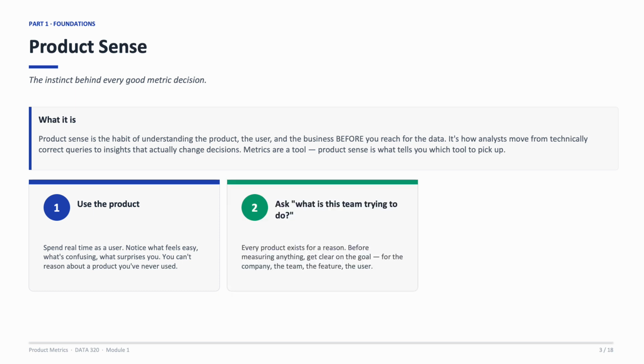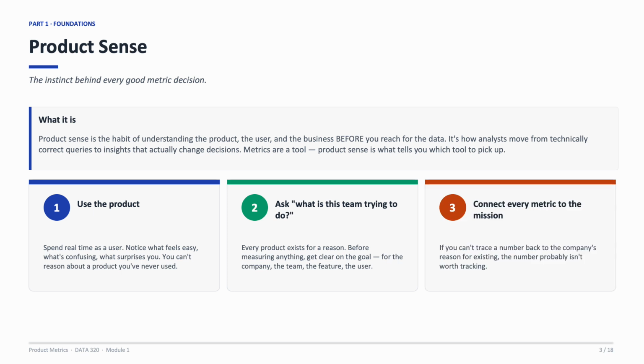Two, for any product or feature, ask, what is this team trying to do? Every product exists for a reason. Before you measure anything, get clear on the goal for the company, the team, the feature, the user, etc. Three, connect every metric back to the company's mission. If you can't trace a number to why the company exists, the number probably isn't worth tracking.